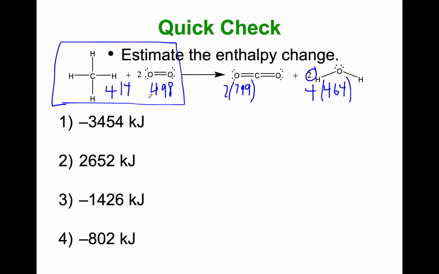Okay, and over here we've got 1 oxygen molecule, but you've got 2 of those. And you've got 414, but you got 1, 2, 3, you got 4 of those. So you've got to keep track of your bonds and the amounts. And then lastly, remember endothermic is positive, making bonds is negative. So those are negative 4 times 464, negative 2 times 799. Put those together, then you get the overall estimate of the delta H for the reaction. So that's negative 802 kilojoules.